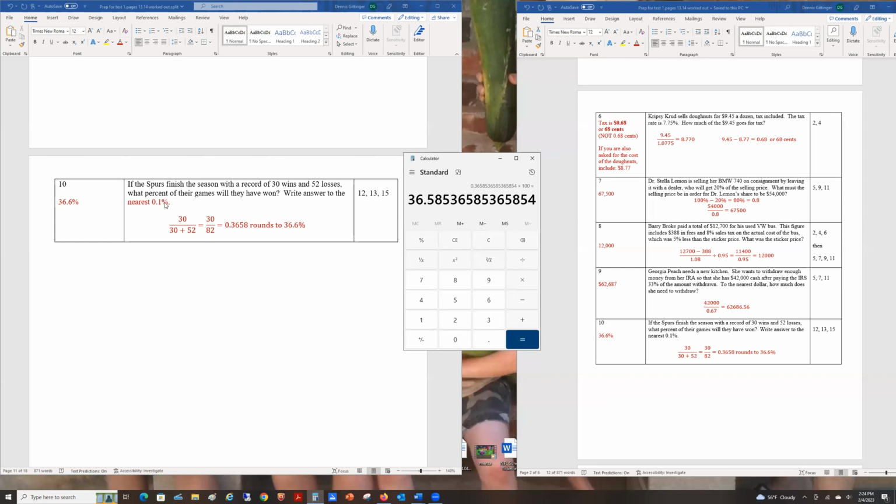The nearest 0.1%, here's what you do. Change the number to a percent, look at the first digit, look at the second digit. If the second digit is 5 or more, you bump that first digit to the right of the point up 1. That's why it's 36.6, because 8 is big enough.